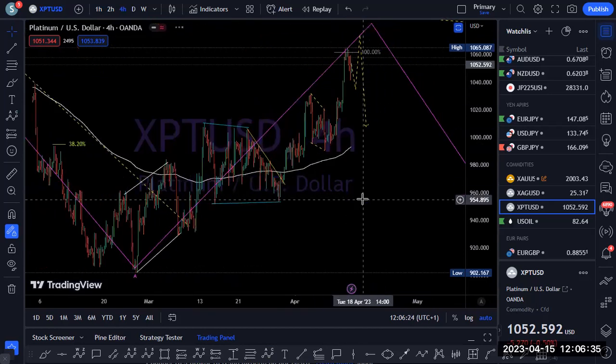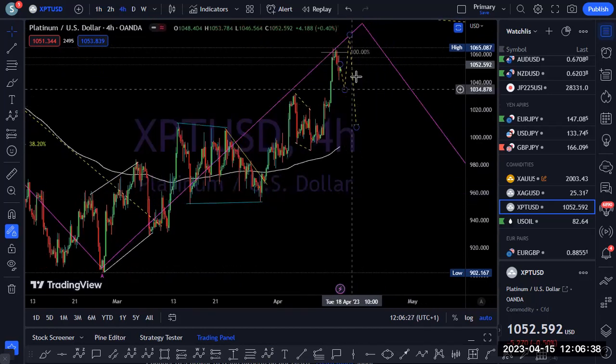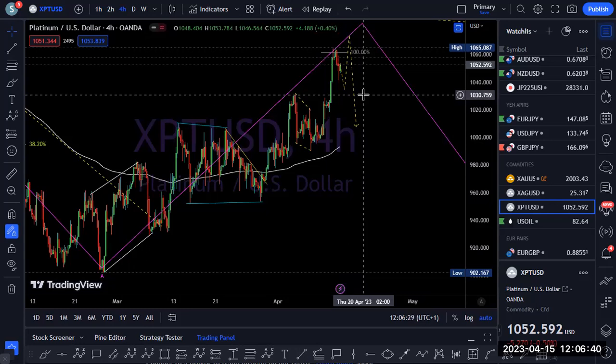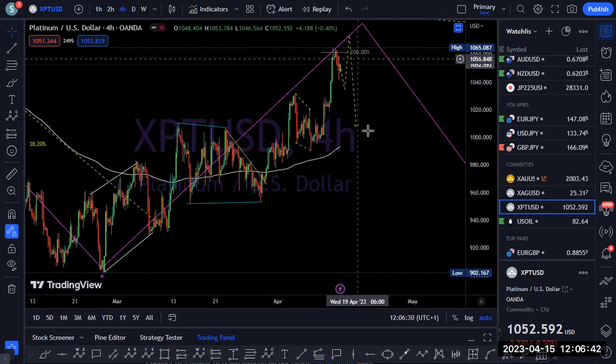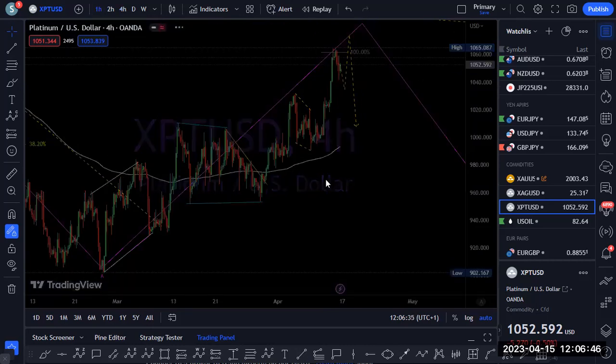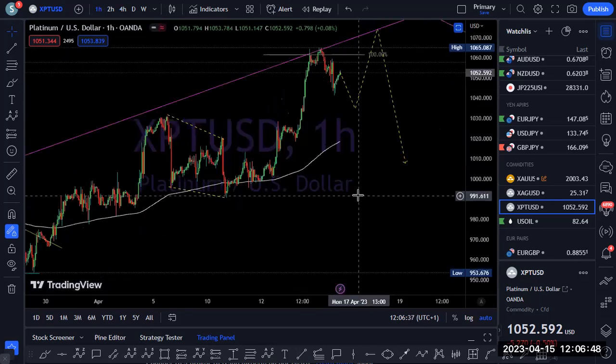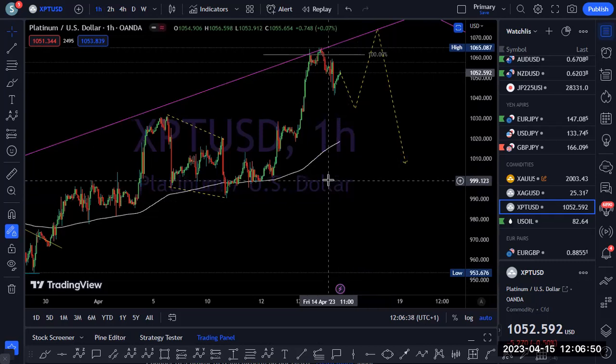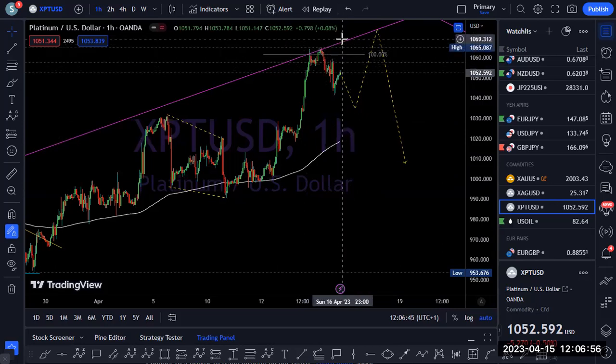On 4 hours, you can see silver and gold are showing a sharp reversal. Platinum is showing a minor reversal. So sometimes it decides to go against silver and gold. Okay, so now, watching this, this is what I'm expecting to happen.